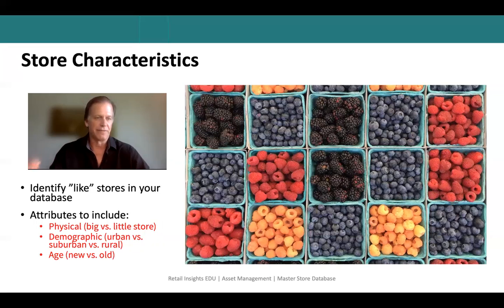And what you're really looking for is, can you bunch some of your stores together? Can you roll out programs to like stores? And you could look at it from a physical standpoint. You've got big stores, medium stores, small stores. You've got demographic stores: urban stores, suburban stores, truck stops, rural stores. You've got age of stores. Do you really want to spend a lot of money on a store that's 25 years old versus spending money on a store that might be 5 years old? Things along those lines help you determine what you want to do.